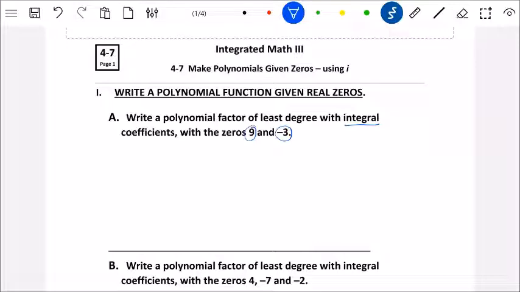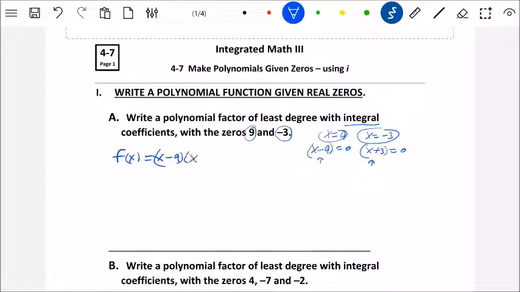So first, if these are zeros, that means that they were at x equals 9 and x equals -3. We got x equals 9 because it was originally x minus 9 equals 0 and x plus 3 equals 0, and then we added 9 to both sides and subtracted 3 from each side. These are the roots. So these are the zeros, and then these are the roots. And what we do to make a function is we take the roots back to where they were and multiply them.